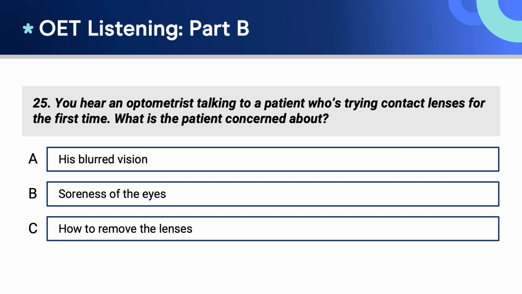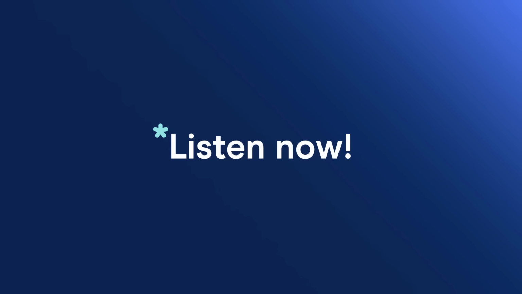So here's an OET listening part B question. It asks, you hear an optometrist talking to a patient who's trying contact lenses for the first time. What is the patient concerned about? And the answer options are A, his blurred vision, B, soreness of the eyes, or C, how to remove the lenses. So we've read the question and answer options. Let's listen to the audio and see if we can find the answer. Listen now.